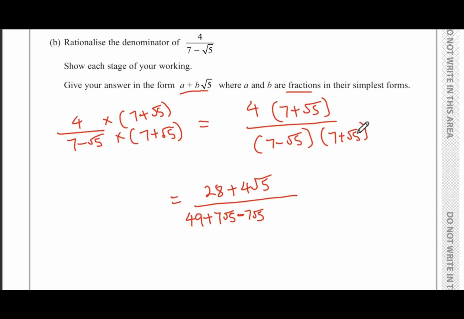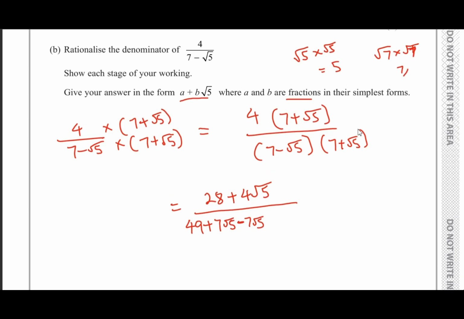And finally I have minus root 5 times root 5. One thing you should know is that if you have a root multiplied by the same root, for instance root 5 times root 5, the roots cancel and the answer is 5. If you had root 7 times root 7, your answer would be 7. So in this case I would have minus root 5 times root 5, which is simply minus 5.